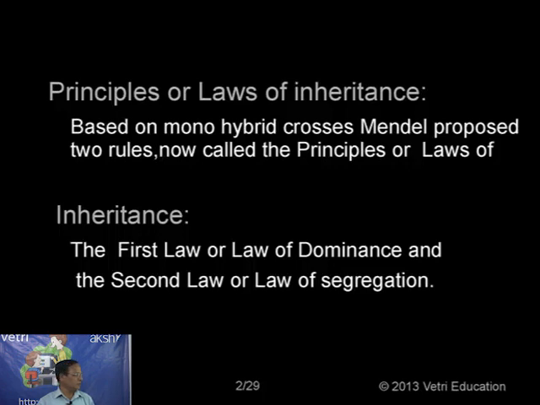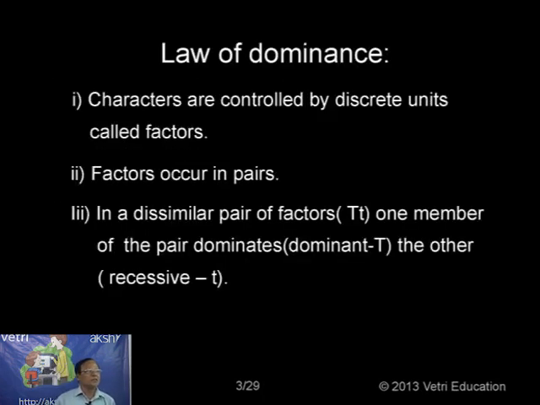So the first law is the law of dominance, and the second is the law of segregation. These two results came only after the experimental analysis of the monohybrid cross. What are the basic principles according to the law of dominance? As Mendel said, the characters are controlled by some stable, discrete physical units, the physical basis of heredity. These are called the factors.